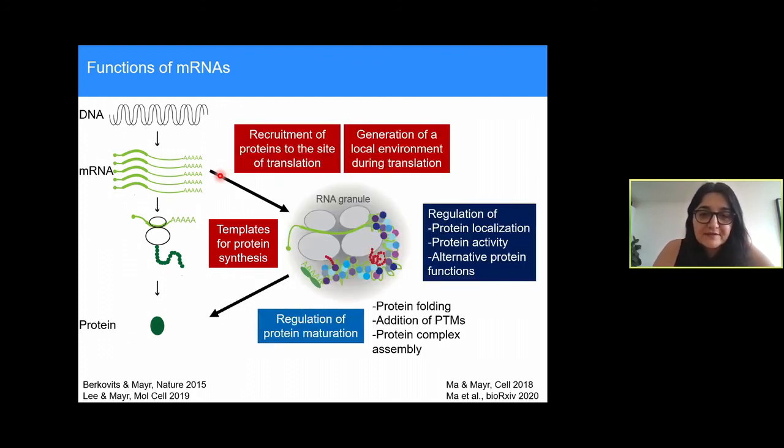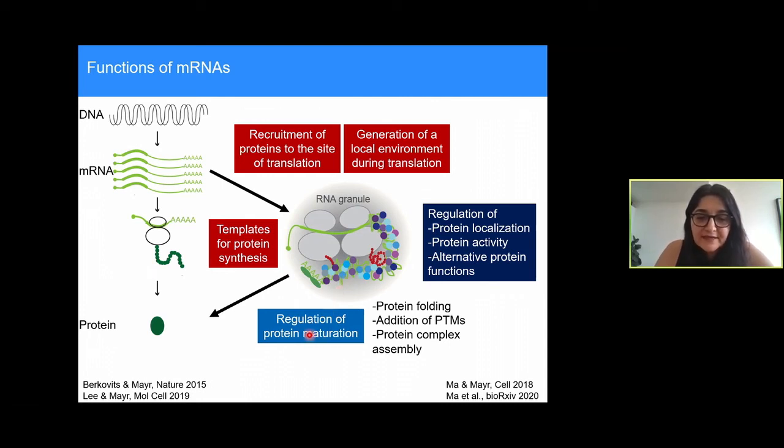So 3'UTRs can do at least two things. They can recruit proteins to the site of translation, and they can contribute to the generation of a local environment during translation. So here you see an mRNA that is translated by ribosomes. The 3'UTR is partially folded. It binds to many RNA binding proteins. These RNA binding proteins then recruit other proteins. And the RNA and the proteins together form an RNA granule that basically generates a local environment during translation.